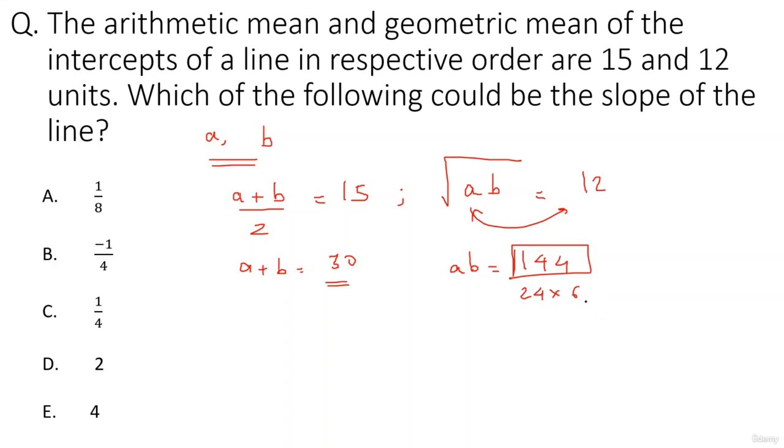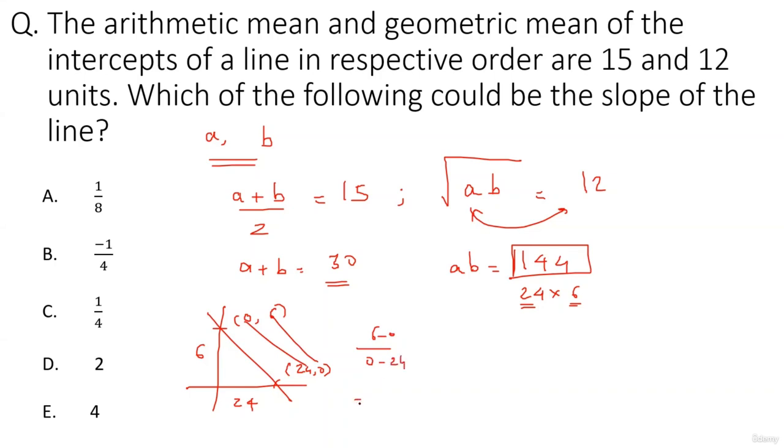As simple as that. But the problem is I do not know which of these is the x-intercept and which is the y-intercept, right? So I'll take the cases. First case: suppose 24 is the x-intercept and 6 is the y-intercept. In this case, look, the coordinates of the y-intercept point are 0,6, and the x-intercept is 24, so the coordinates of this point are 24,0. In this case, what will the slope of this line be, guys? 6 minus 0 upon 0 minus 24. So 6 upon minus 24 is minus 6 upon 24, which is minus 1 by 4. This looks possible, right?